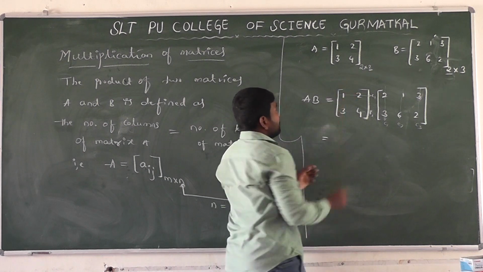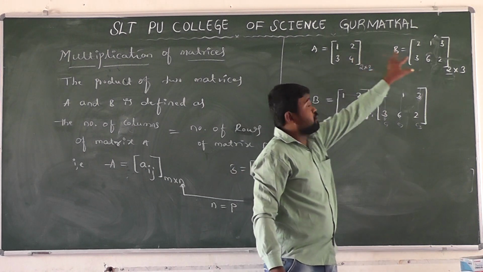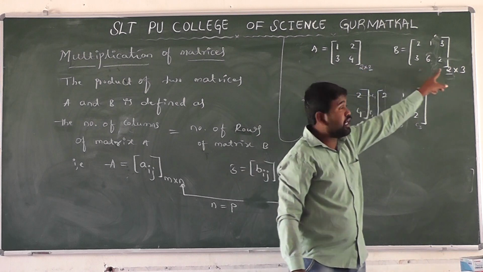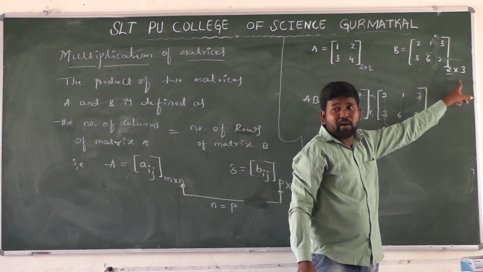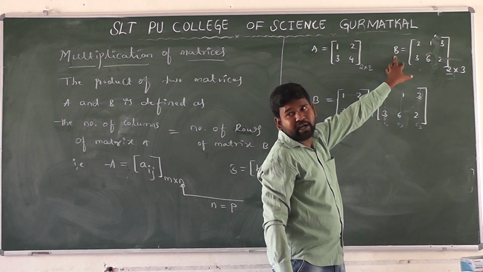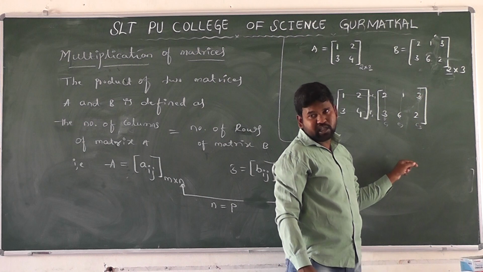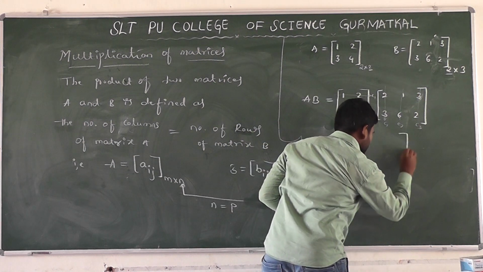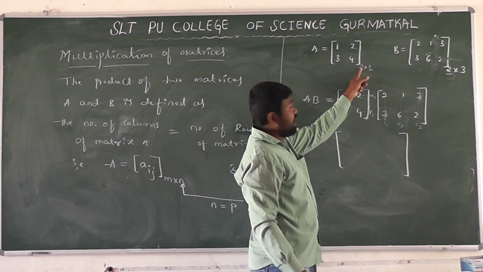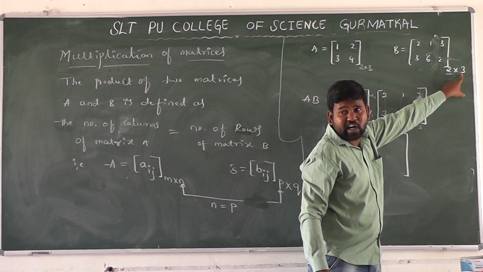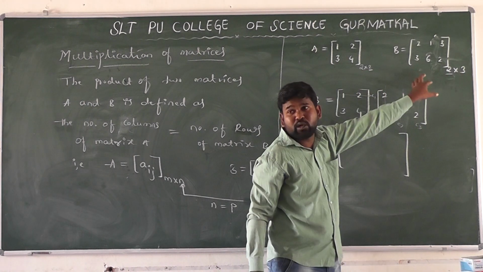Matrix multiplication is possible when the number of columns of the matrix A is equal to the number of rows of the matrix B. Then we multiply A into B. What is the order that comes here? The order of A into B is the number of rows into the number of columns. We have to multiply A into B matrix.